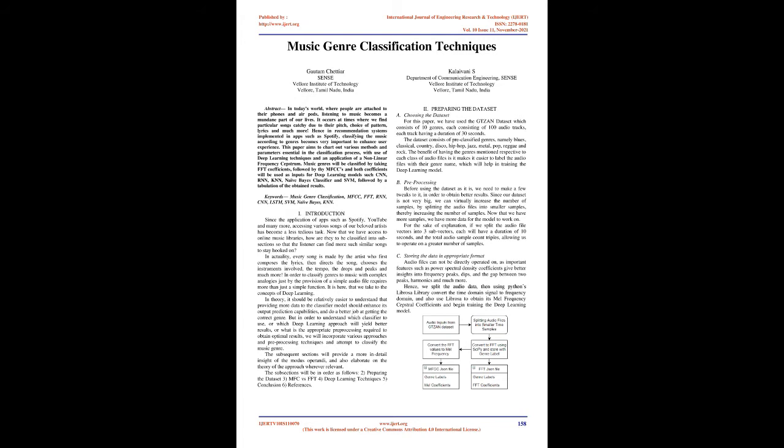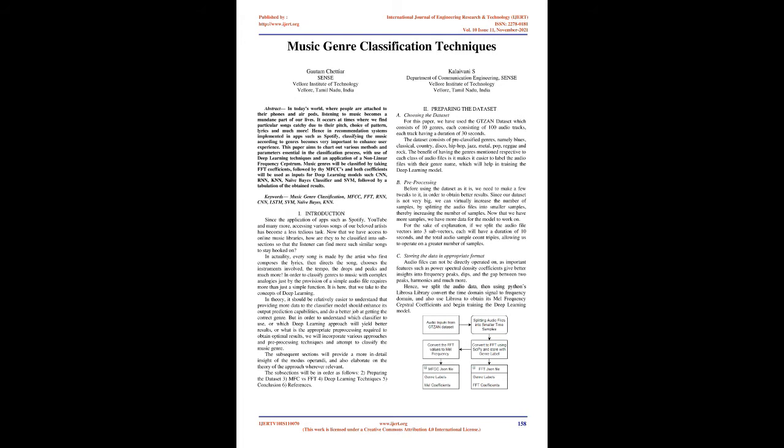2. Preparing the dataset. A. Choosing the dataset. For this paper, we have used the GTZAN dataset, which consists of 10 genres, each consisting of 100 audio tracks, each track having a duration of 30 seconds. The dataset consists of pre-classified genres, namely blues, classical, country, disco, hip-hop, jazz, metal, pop, reggae and rock. The benefit of having the genres mentioned respective to each class of audio files is it makes it easier to label the audio files with their genre name, which will help in training the deep learning model.